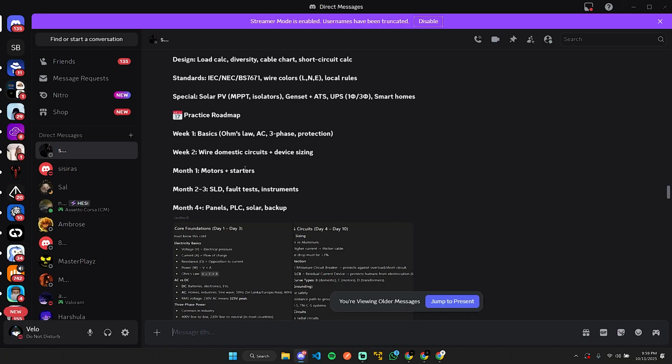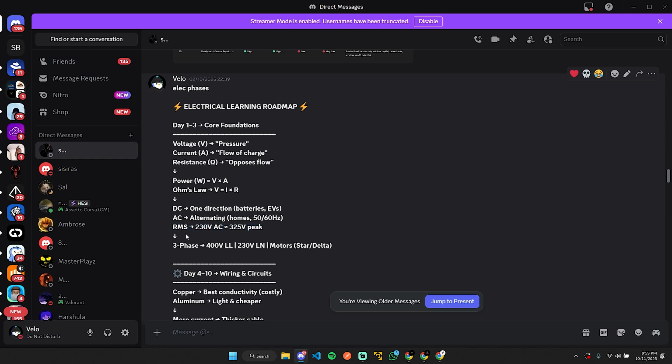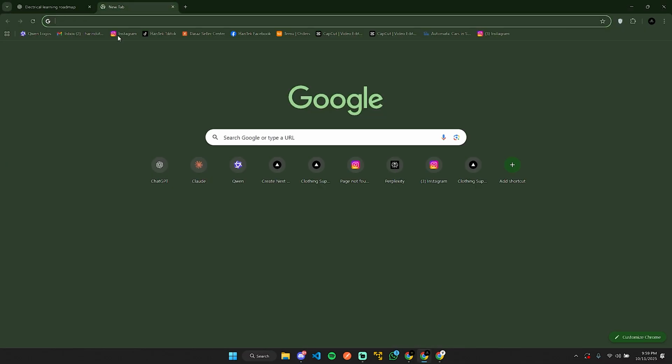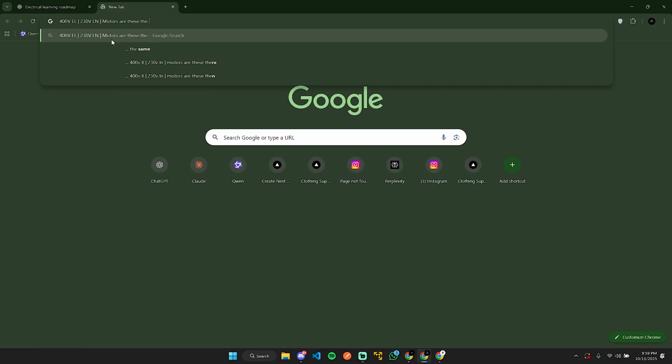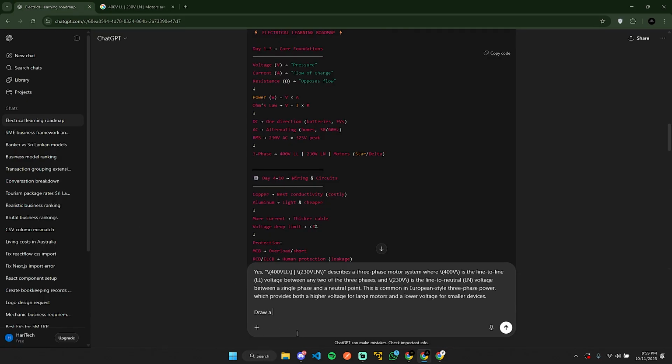Alright, so pretty much we have RMS alternating. RMS is 230 volts AC, and 325 peak. 3 phases, 440. Okay, so are these the 3 phases? It's got the 3-phase motor system. Okay, I'm not reading all that, but draw an X-phase diagram for this as well.